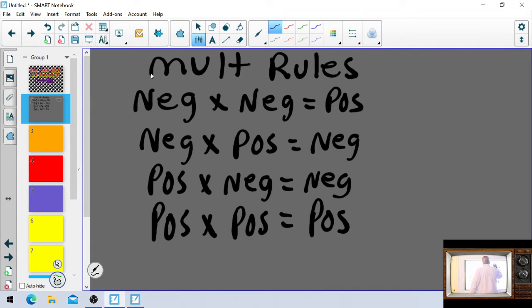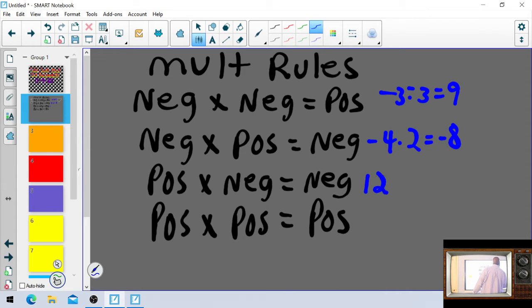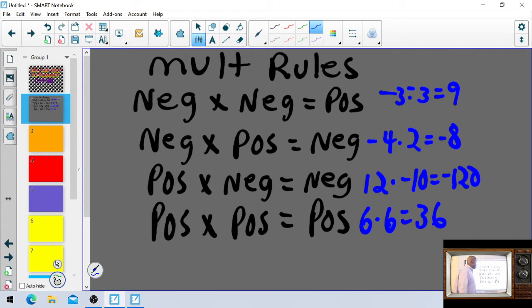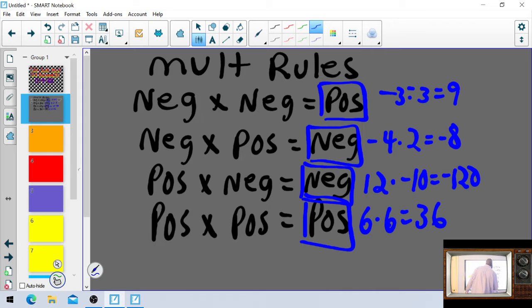Let me give you an example of what I'm talking about here. Check this out. Negative 3 times negative 3 is positive 9. Negative 4 times 2 is negative 8. 12 times negative 10 is negative 120. And then, you know, 6 times 6 is 36. Make sure you know the rules. Positive right here. Negative right here. Negative right here. And positive right here.